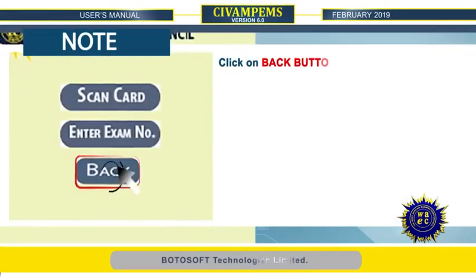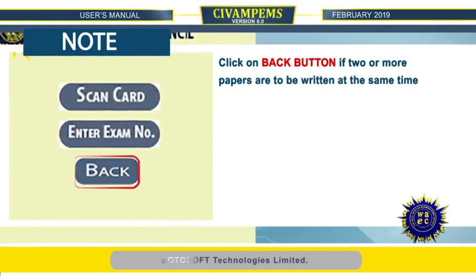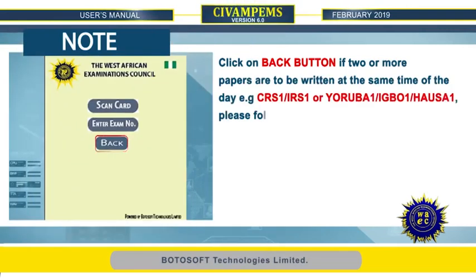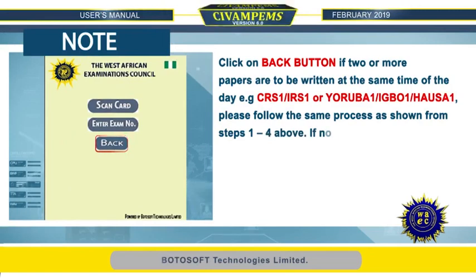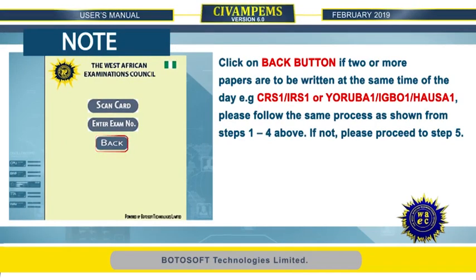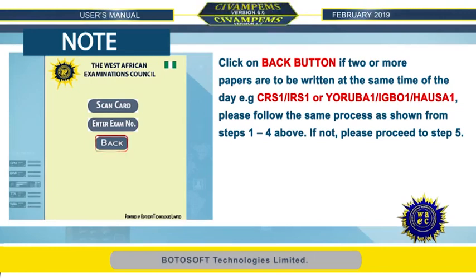Note: click on Back button if 2 or more papers are to be written at the same time of the day, e.g., CRS1/IRS1 or Yoruba/Igbo1/Hausa1. Please follow the same process as shown from step 1 to 4 above. If not, please proceed to step 5.